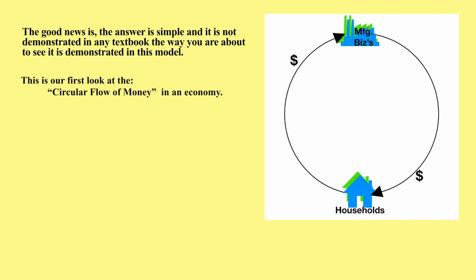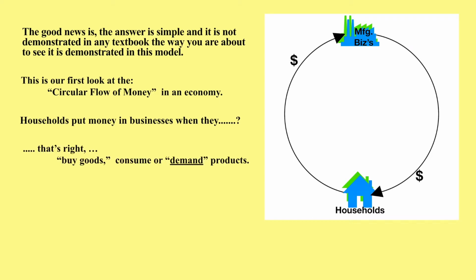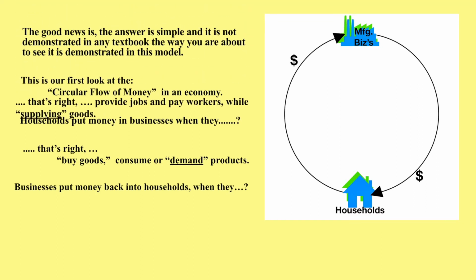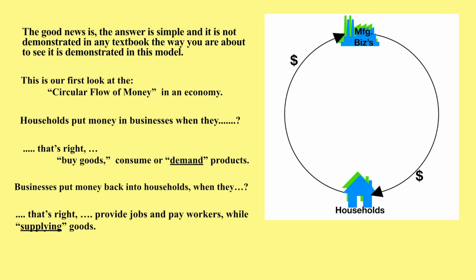This is our first look at the circular flow of money in an economy. Households put money in businesses when they do what, I ask? That's right, buy goods, consume, or demand products. Businesses then put money back into households when they do what? That's right, provide jobs and pay workers while supplying goods. This is how money flows around the circle of our economy.